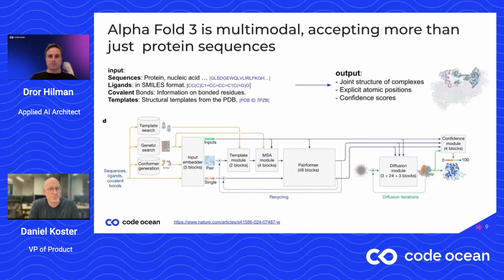And one thing worth mentioning is that it's basically a multimodal model that can take in not only protein sequences, but as I said, you can put in small molecule sequences, covalent bonds, templates, and you get out a joint structure of the entire complex with explicit atomic positions and confidence scores. And the main addition in this model is a new module called the diffusion module, which comes after the previous AlphaFold, and it makes your prediction both more accurate and also allows this multimolecular structure.